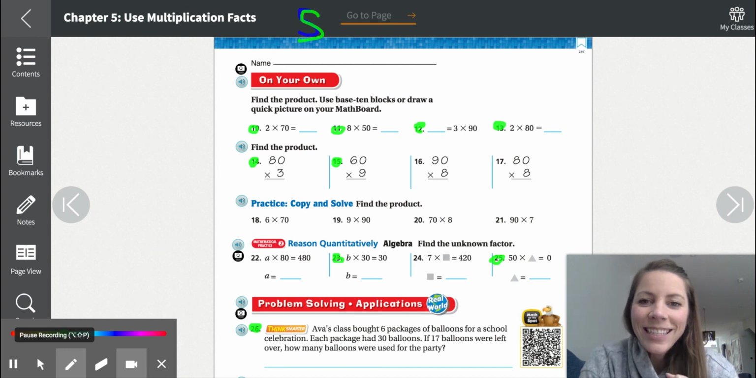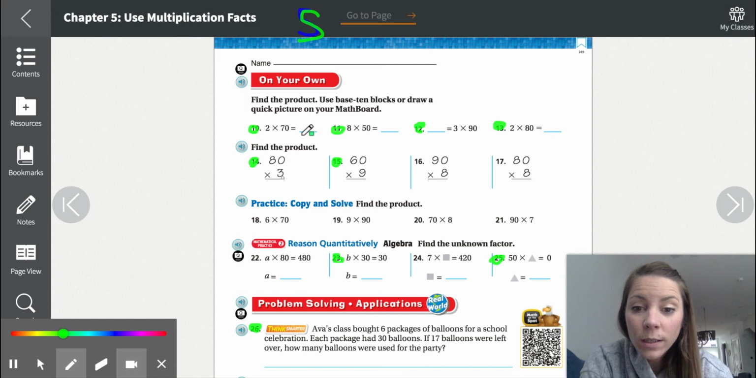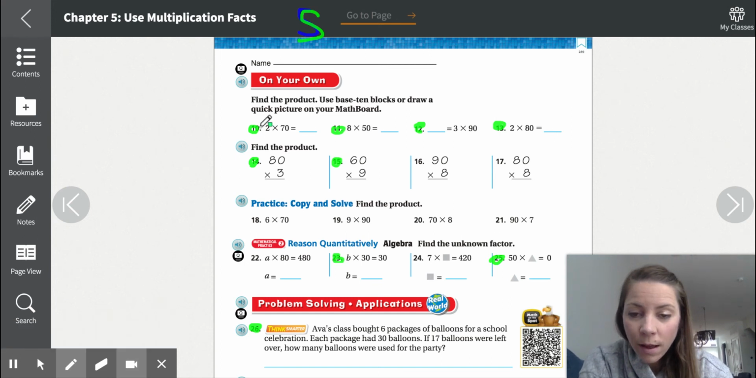Okay, second cities. This is 5.5, the on your owns. I circle the ones that I'd like you to do. This whole row, these two. Let's see if you can figure out some missing factors.